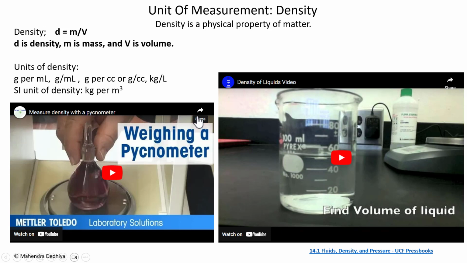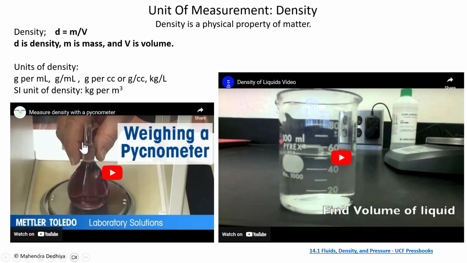Unit of measurement: density relates mass and volume. Density is a physical property of matter. Density is given by the equation D equals mass or weight divided by the volume of the material. Units of density are grams per ml, grams per cc, kilogram per liter. SI units are kilogram per meter cubed. So density measurement is extremely important to convert weight to volume.